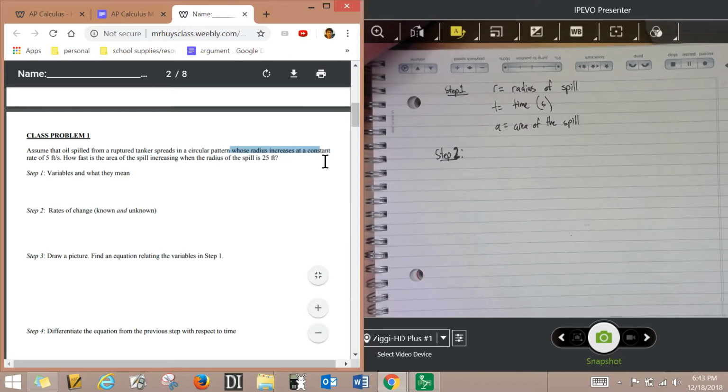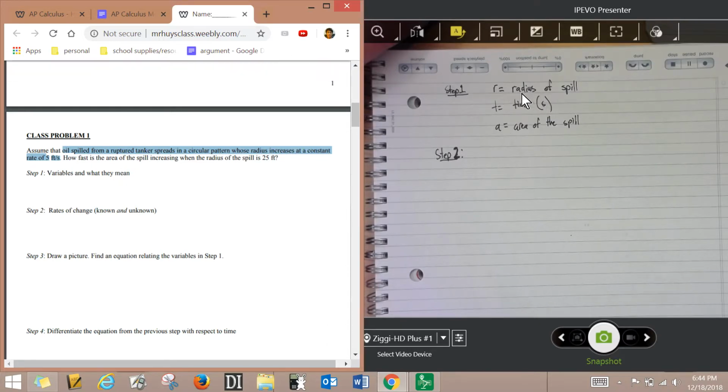Let me read that one more time with a different inflection. Okay, the oil spilled from a ruptured tanker spreads in a circular pattern whose radius increases at a rate of 5 feet per second. So let's go over here. I'm looking at a change of the radius.